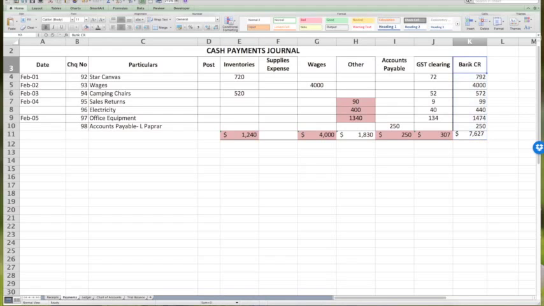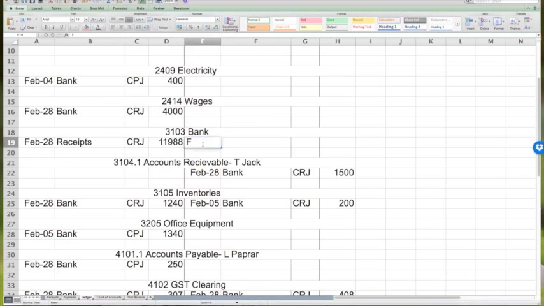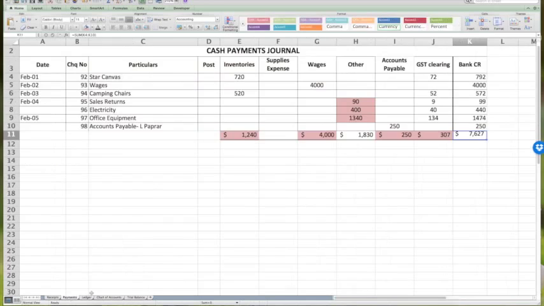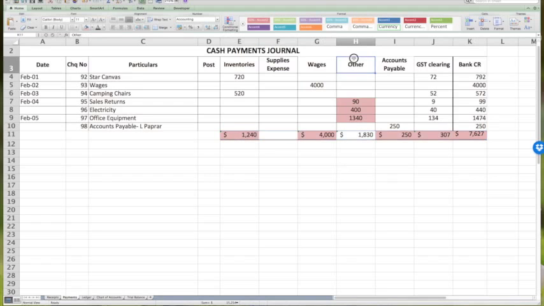Last but not least, we've got our bank account here. This is the credit side of the bank account. We're posting a total. So we'll head into our ledger, scroll up and find our bank. So February the 28th. Particulars for this one are payments, because that's all of our payments. Comes from the CPJ. And the total of our payments was $7,627. Okay, we'll head back into our cash payments journal, colour in that square, check that we've posted all the column totals that we need to in the other column, we've posted the individuals, that's all done.